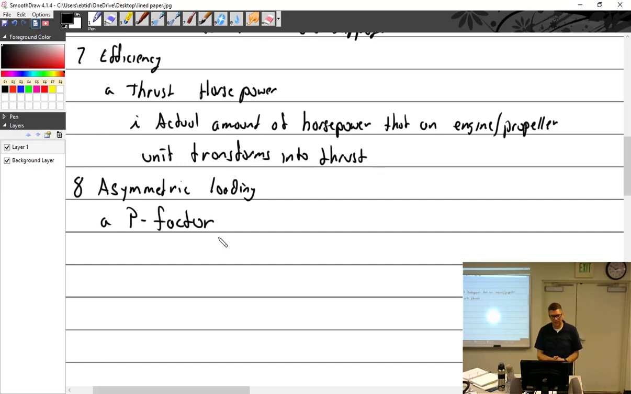So you have to check it against the crankshaft. And I'll get into that when the time comes.